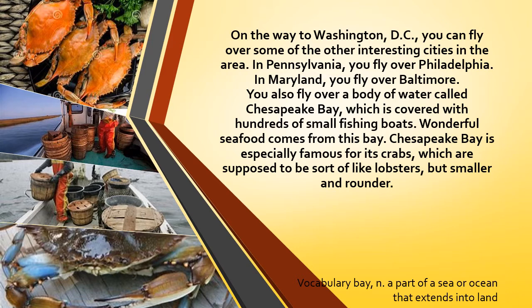Chesapeake Bay is especially famous for its crabs, which are supposed to be a bit like lobsters but smaller and rounder. So we've got another little bit of vocab here. A bay is a part of a sea or ocean that extends into land.